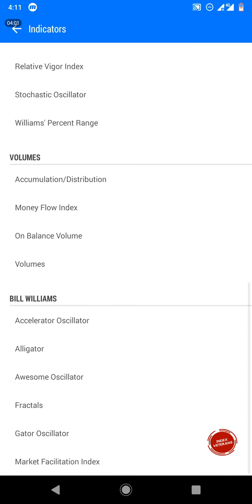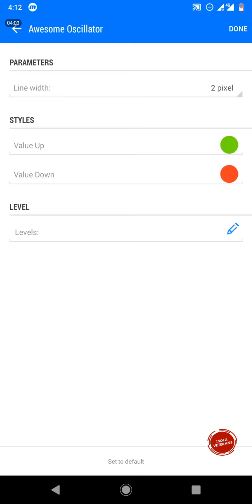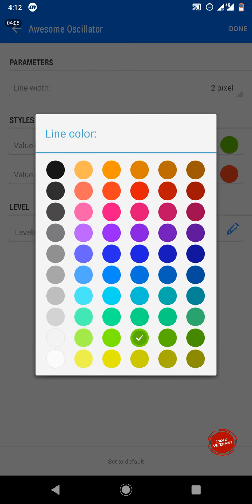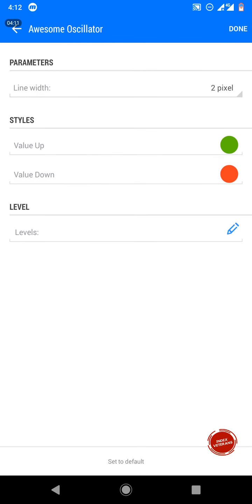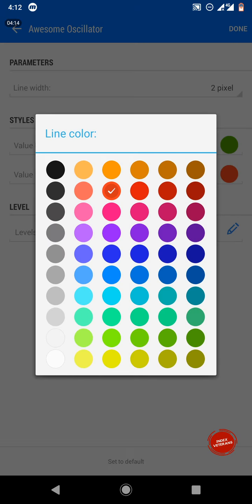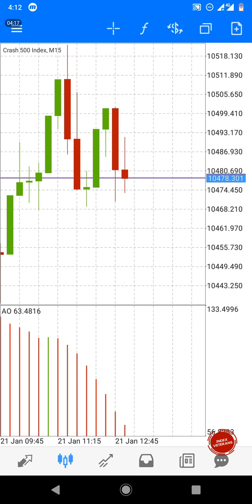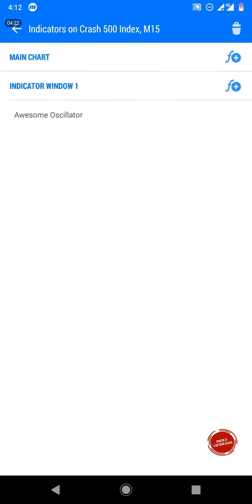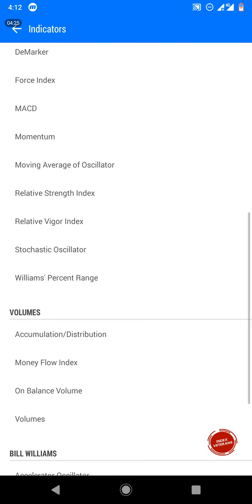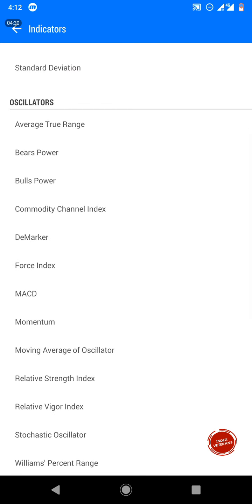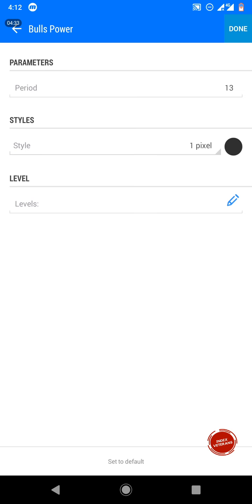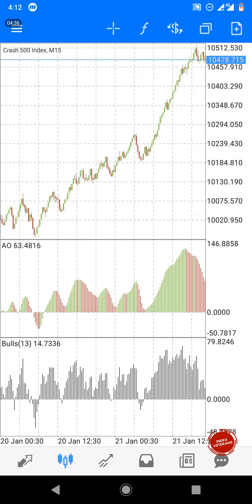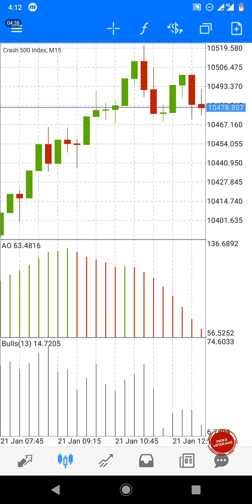Then go to the indicators. You want to add indicators. You want to go to the Awesome Oscillator. Also, make sure your value up, guys, is the same color as your bullish candle. So the bullish candle is green and the value up is supposed to be green. The bearish candle is red and the value down is supposed to be red. So guys, I'm sorry, I'm going to be so fast. You can also add the Bull Power indicator, but it's not necessary. But you can add it.